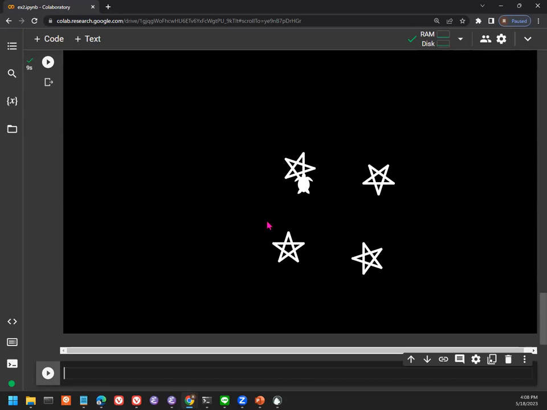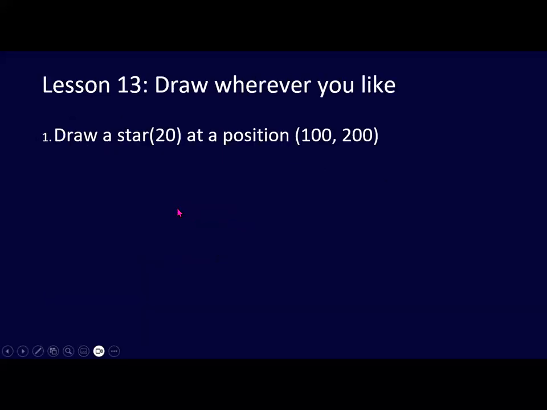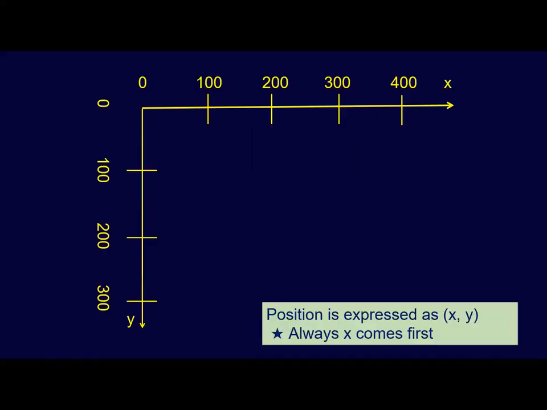Okay, so let's go into today's work. Today's slide begins with draw wherever you like. And there's something new. Draw a star of size 20 at a position 100, 200. Do you know this thing? Do you know the concept of position coordinates? So usually a position is expressed as a set of 2 variables, x and y, or x coordinate and y coordinate.